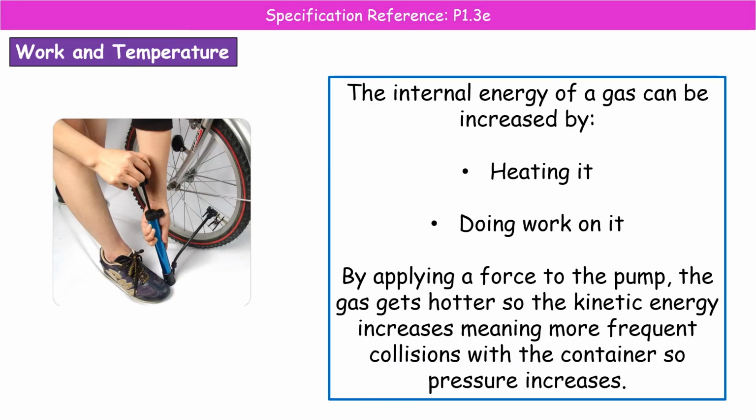Our next consideration is how we can actually increase the internal energy of our gas. And there are 2 ways we could do this. First one, heat it. Second one, do work on it. And I've given you the example of what we mean by do work in the picture on the left there. Using a bike pump means we're doing work on it. Because by applying that force to the pump, we're actually going to have those more frequent collisions with the particles, leading to that transfer of energy. So as a result, there'll be more frequent collisions with the container, and therefore the pressure will increase.